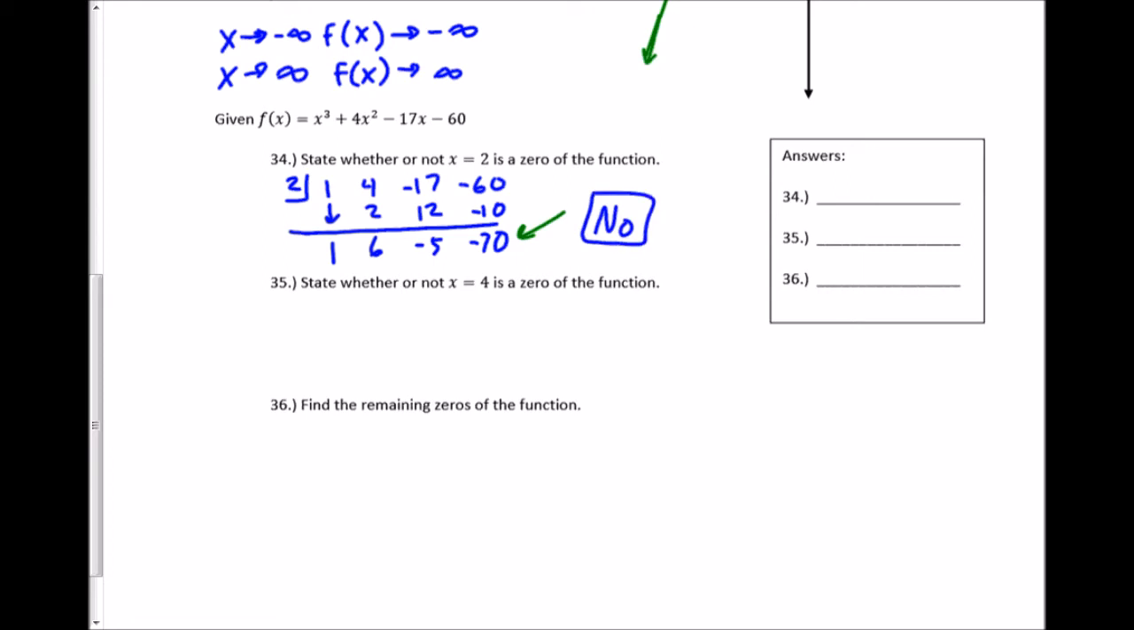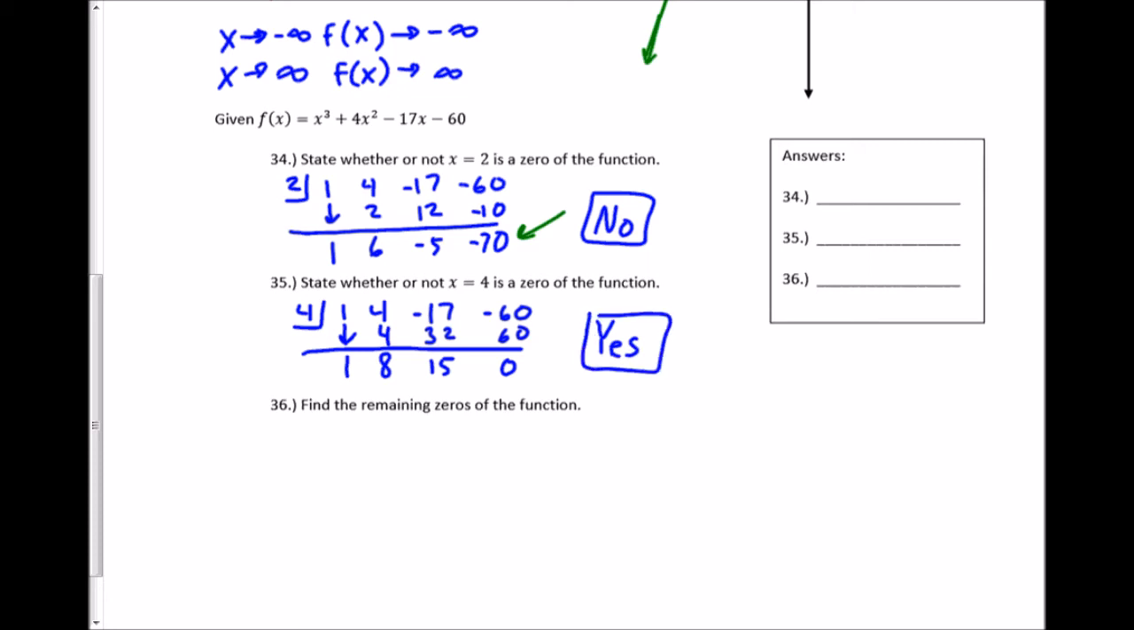And then it wants me to do the same thing with a positive 4. So I plug a 4 into the box. So I write down my coefficients. Bring down that first one, I multiply, I add straight down. I multiply, I add straight down. I multiply, I add straight down. And so this time I get a 0 there, which means this one is a 0 of the function. When I plugged it in, I got a 0 out.